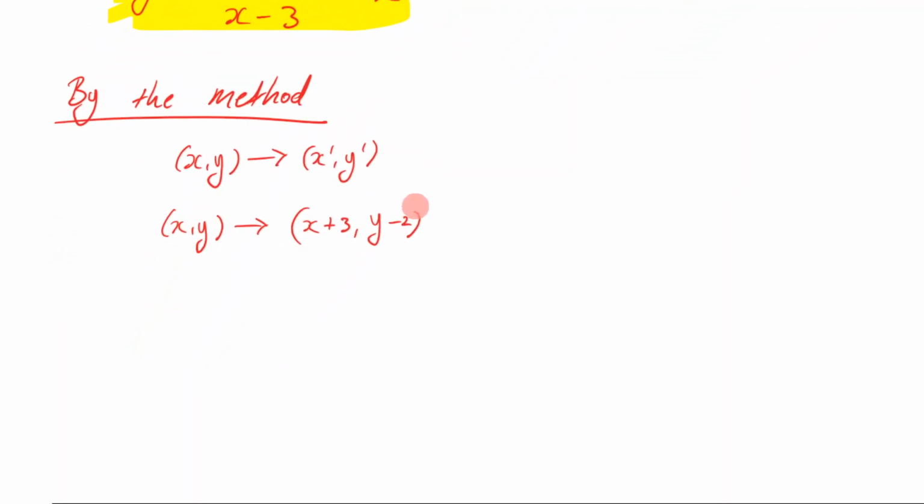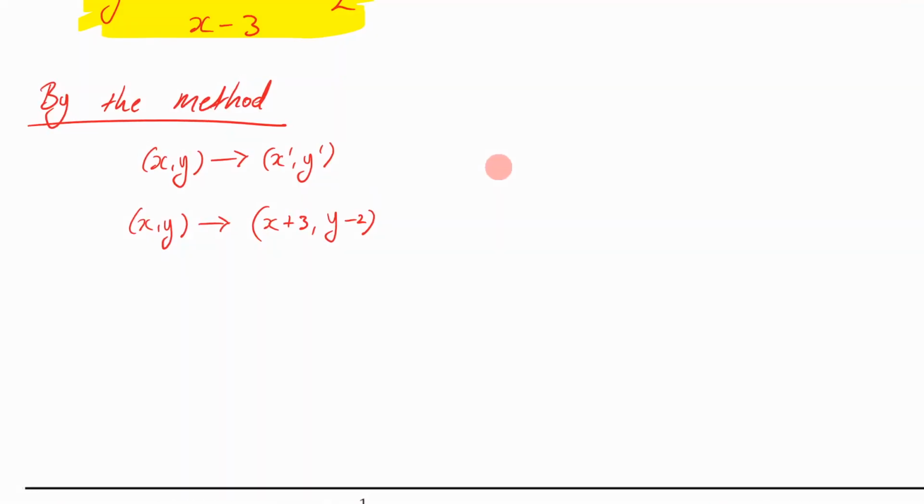Once I've done this, I then am going to equate, meaning I'm going to say x dash is equal to x plus 3, and y dash is equal to y minus 2. Then I'm going to solve for x and y. So that means x dash minus 3 is equal to x, and y dash plus 2 is equal to y.